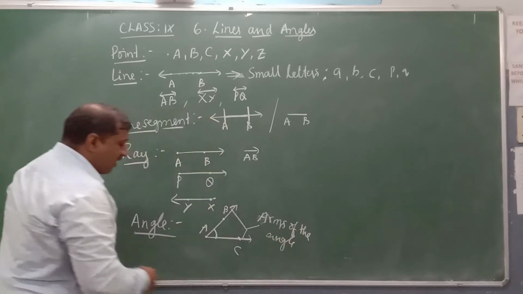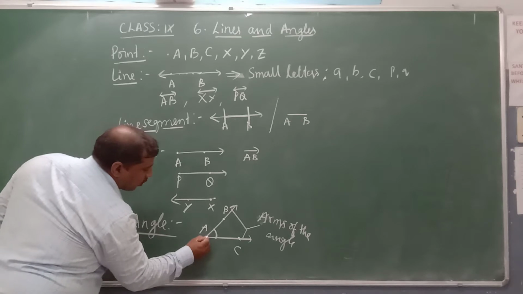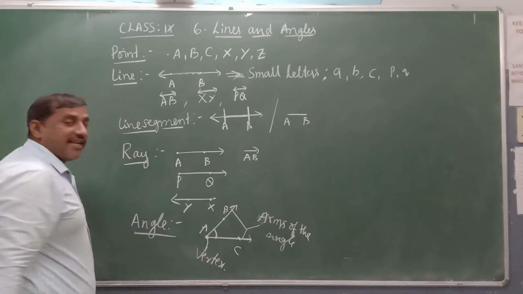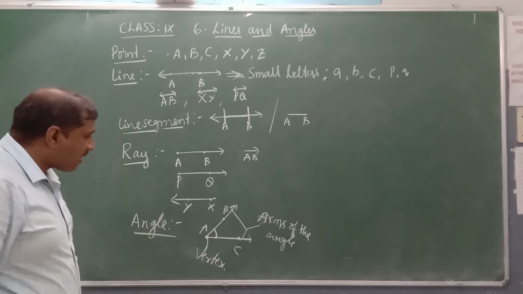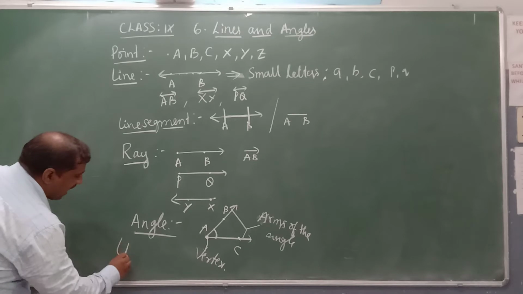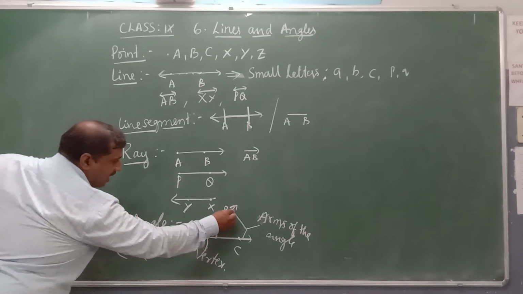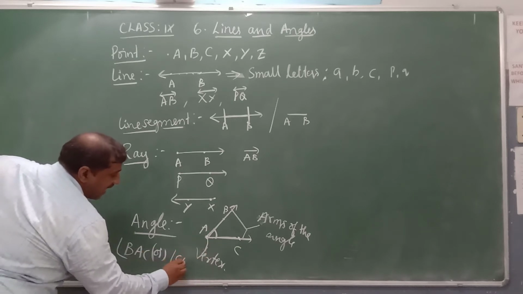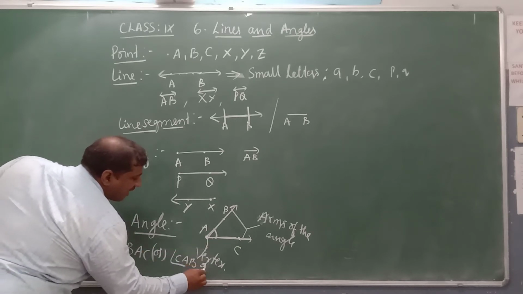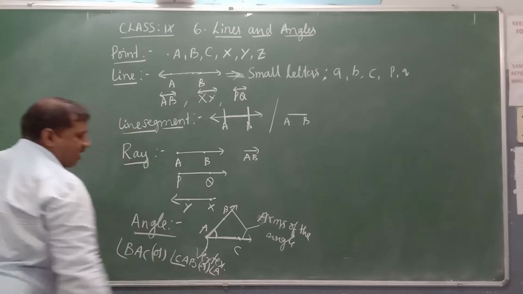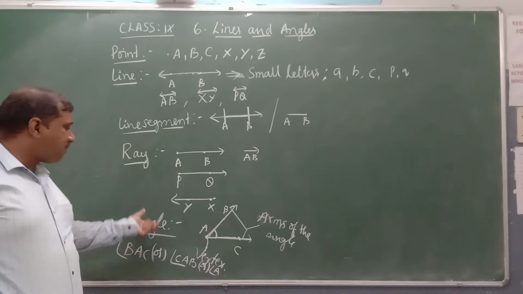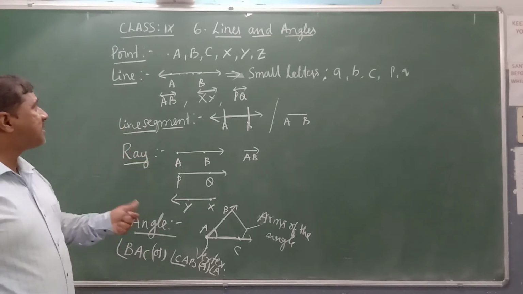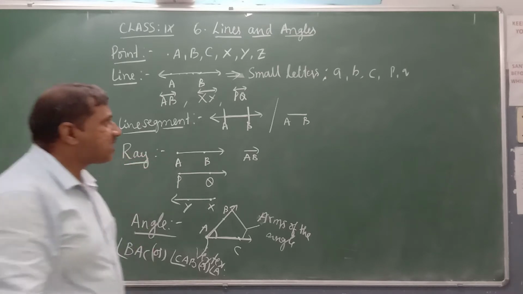Now what do we call this point? The common end point is the vertex of the angle. And how are angles represented? This is angle BAC, or angle CAB, or even with one letter we can represent it as angle A. Like this we represent angles. So the parts of angles, ray, line segment, line, point, all these things we have covered now.